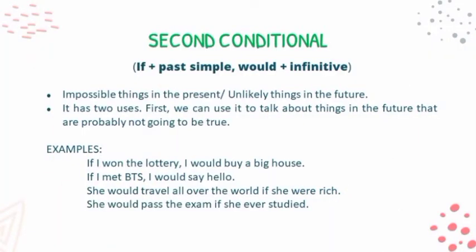Second conditional. The second conditional uses the past simple after if, then would and the infinitive. It talks about impossible things in the present or unlikely things in the future. It has two uses. First, we can use it to talk about things in the future that are probably not going to be true. For example, if I won the lottery, I would buy a big house. I probably won't win the lottery.